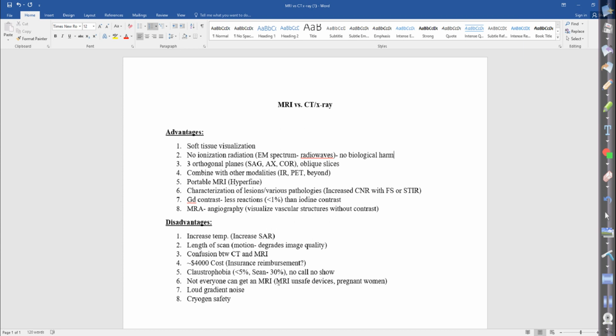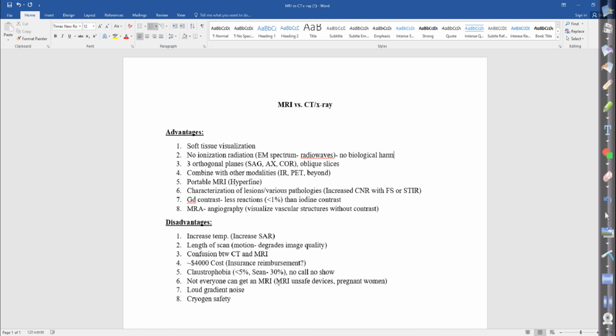Also, no call, no shows, and that might have to do with insurance reimbursement. But some patients just get scared and they talk with their friends and they hear what's about to happen and they just don't show up, even though they've been put on the schedule. Number 6, not everyone can get an MRI. We have a lot of MRI unsafe devices, so they have to go to another modality like ultrasound or CT to get their body looked at for whatever pathology or issues are going on.